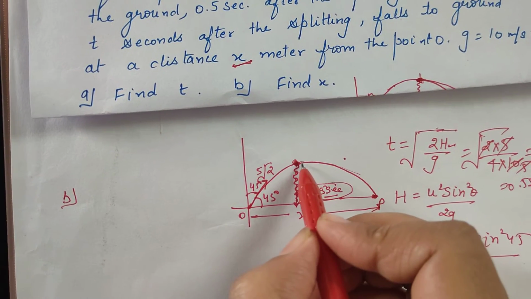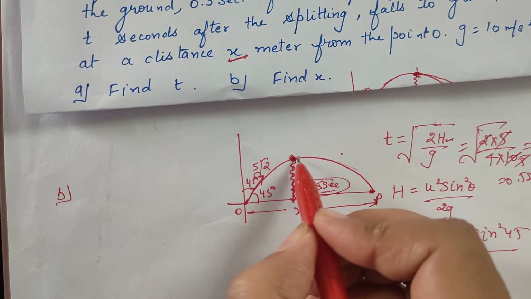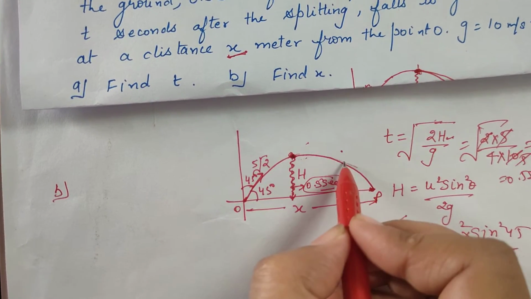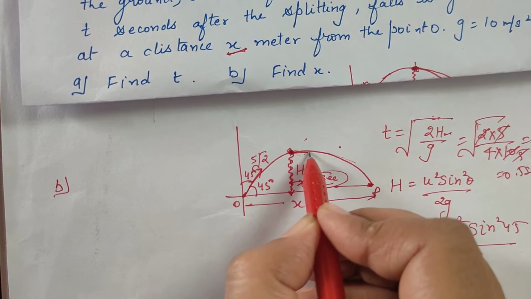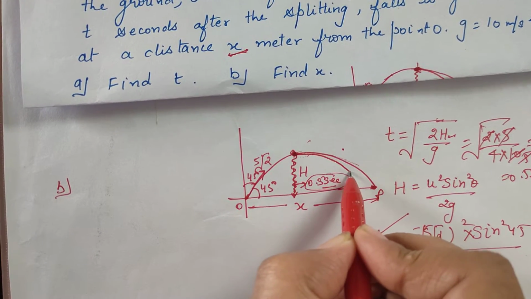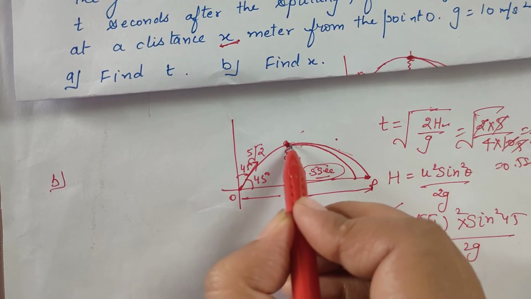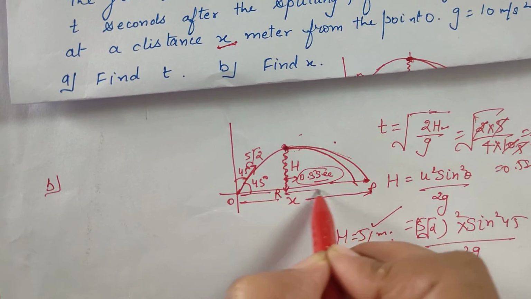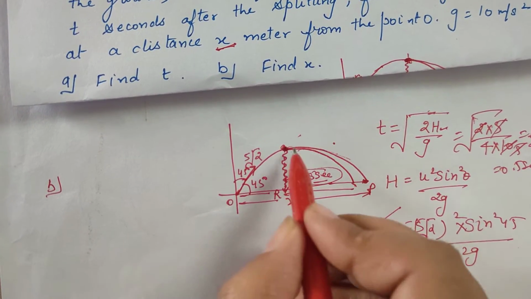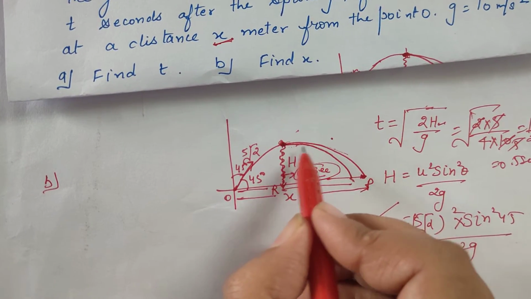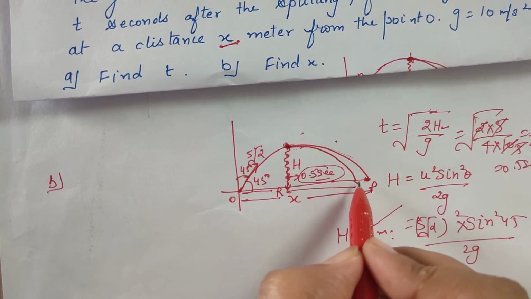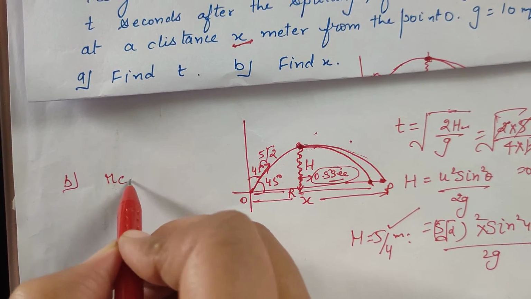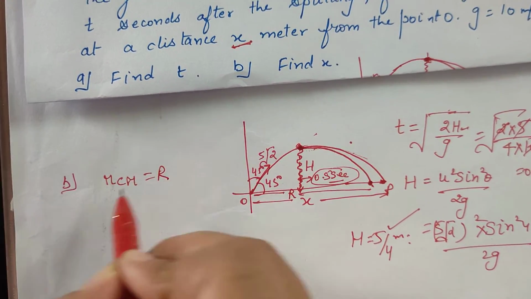See guys, here we are going to use the concept of center of mass. When there is splitting of the object, the center of mass will be unaffected by the splitting and it will follow the normal path. If the particle doesn't split, it will reach up to this point and this will be the range. So when there is splitting, the two parts will follow different paths, but the center of mass of these two parts will follow the normal path and it will come here. So R_CM is equal to R.